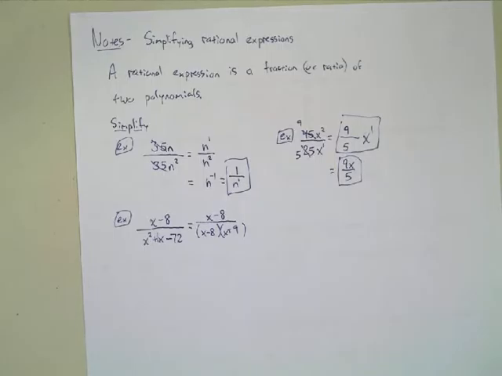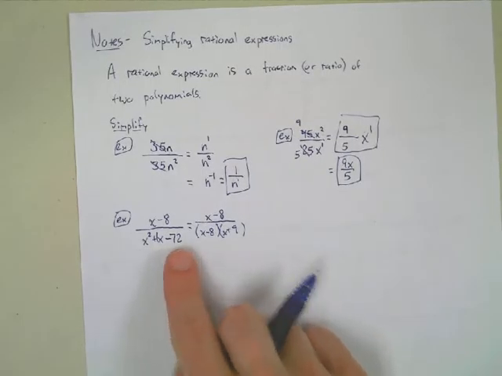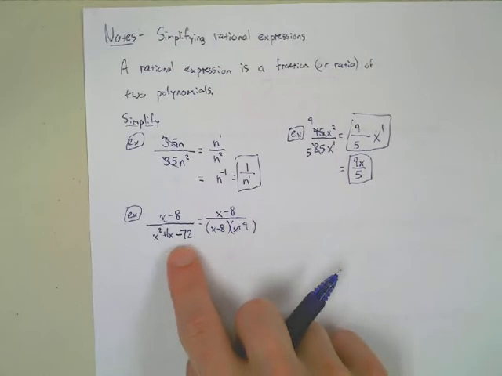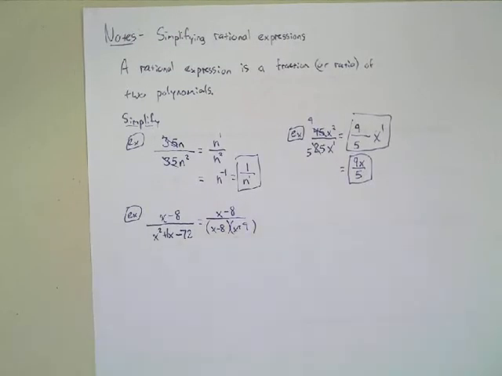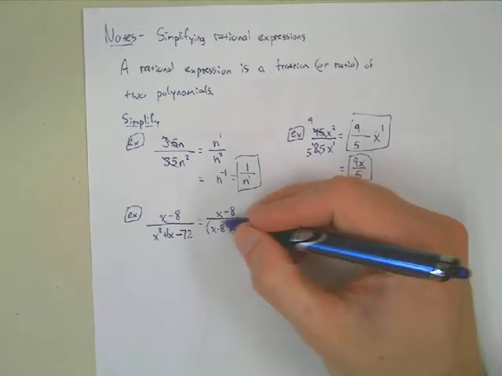Again, x squared plus 1x minus 72, that's a polynomial, that's a quadratic, right? We can factor it to x minus 8 times x plus 9. Now, does anyone see anything significant in those two factors? Yeah, we have x minus 8, right? It's the exact same thing that we have up here.